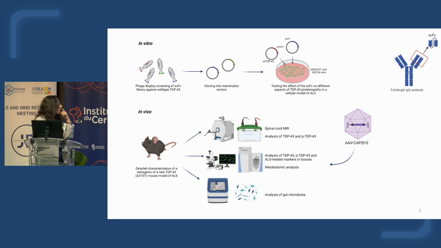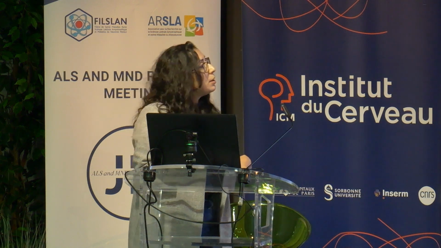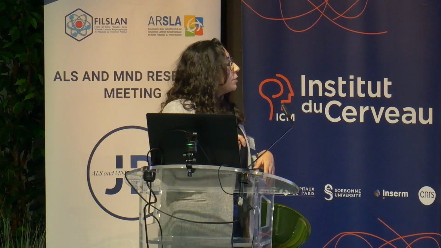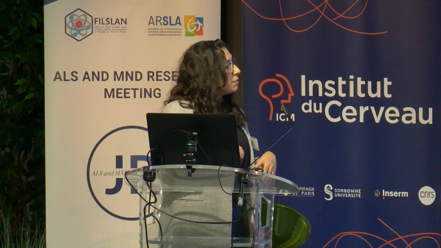In the second aspect of the project, we wanted to characterize a new mouse model for TDP43, and look at different aspects in characterizing this model, including different Western blot analyses, spinal cord MRI, metabolomic analyses, and in progress is the analysis of the gut microbiota. And in the third part of the project, we wanted to integrate these two approaches and use AAV capsids enclosed with the scFvs, incorporating this biotherapeutic agent into the mice that we characterized.